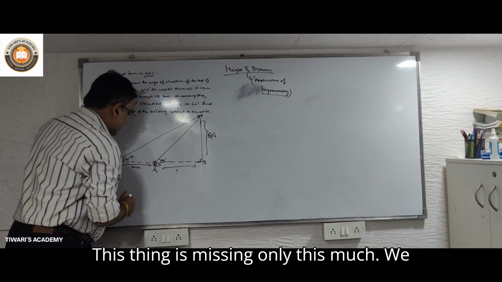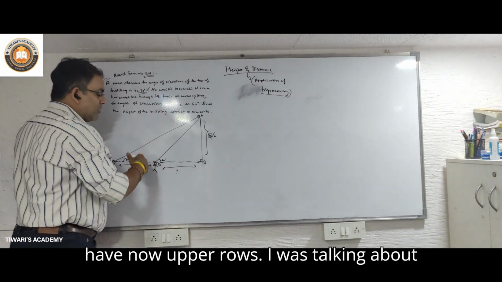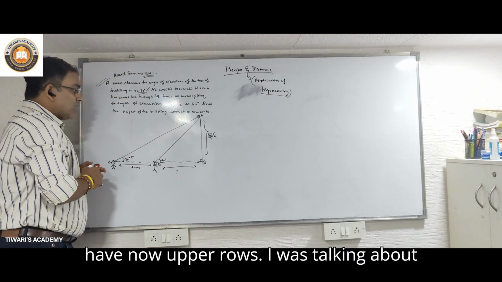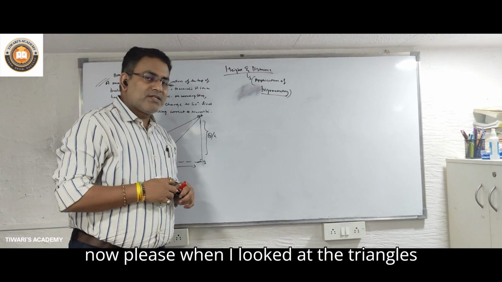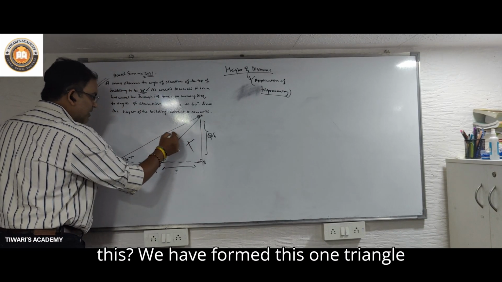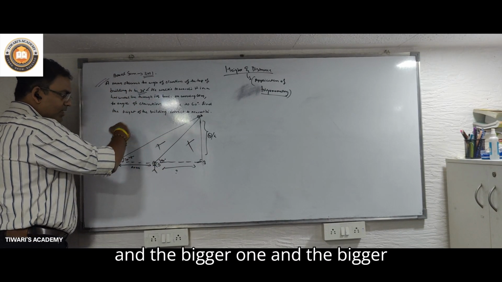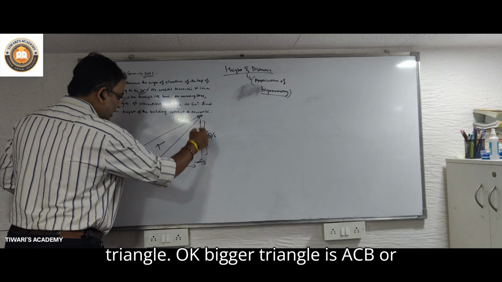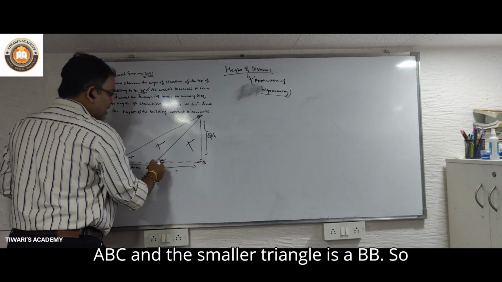This thing is missing. Only this much we have. Now, the approach I was talking about: please look at the triangles. How many triangles have we formed in this? We have formed this one smaller triangle and the bigger triangle. The bigger triangle is ACB or ABC, and the smaller triangle is ABD.